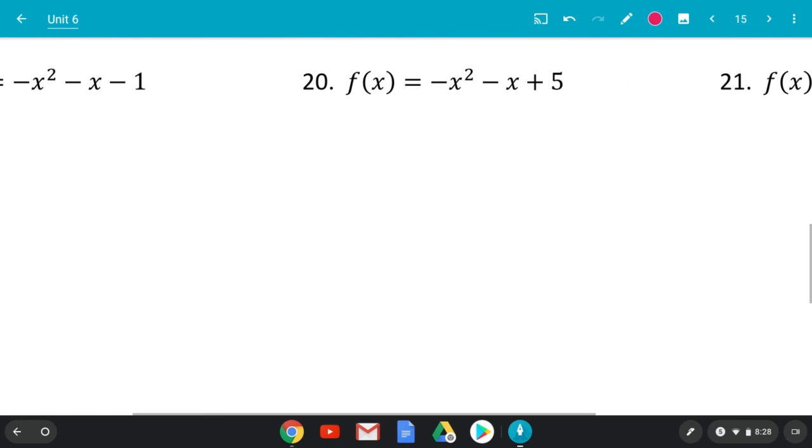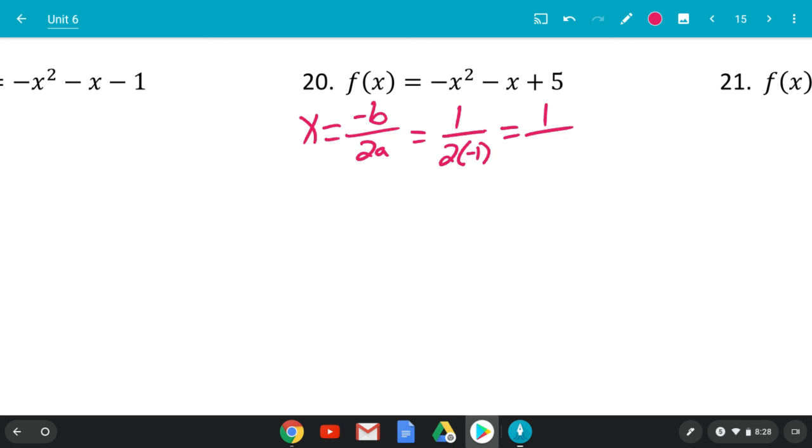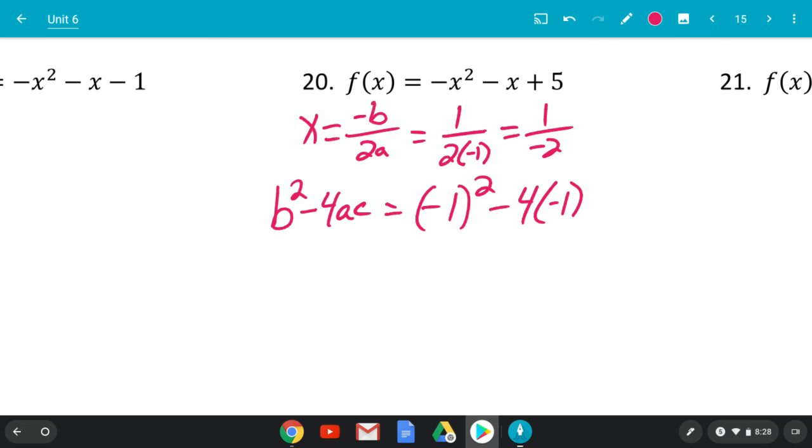Number 20. X is negative b over 2a. So in this case, that would be 1 over 2 times negative 1, which is 1 over negative 2, or negative 1/2. B squared minus 4ac, the discriminant, would be negative 1 squared minus 4 times negative 1 times 5. Everybody okay with where I'm getting these numbers? Anybody not okay? Okay.